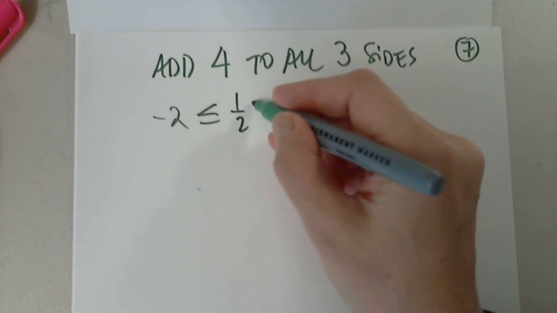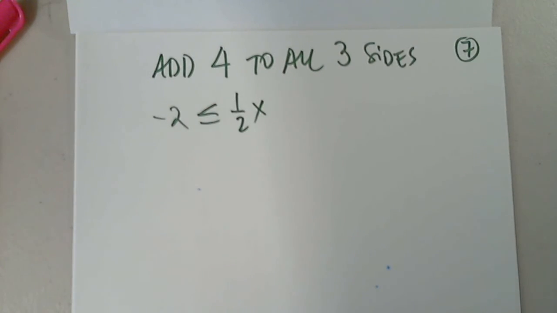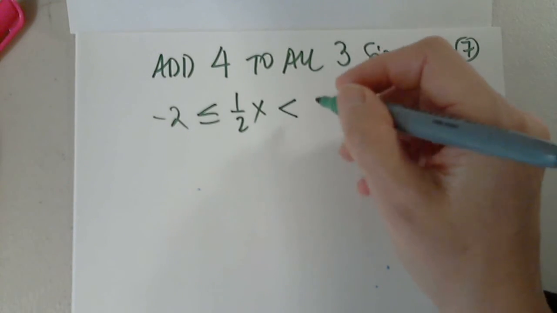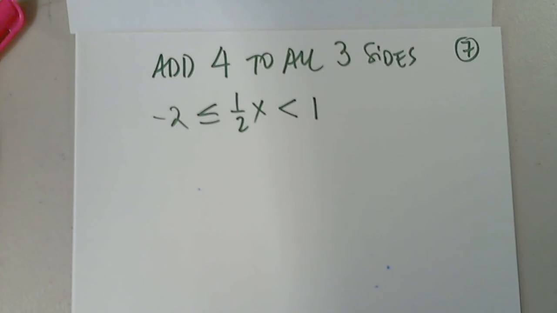When I add 4 to the left, I get negative 2. When I add 4 in the middle, I get 1/2 x. When I add 4 to the right hand side, I get 1. Okay, next step, what am I trying to get rid of?